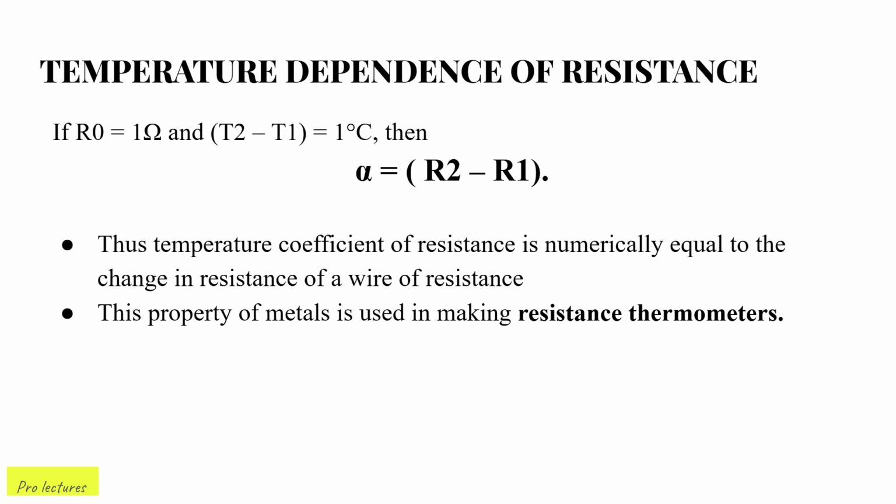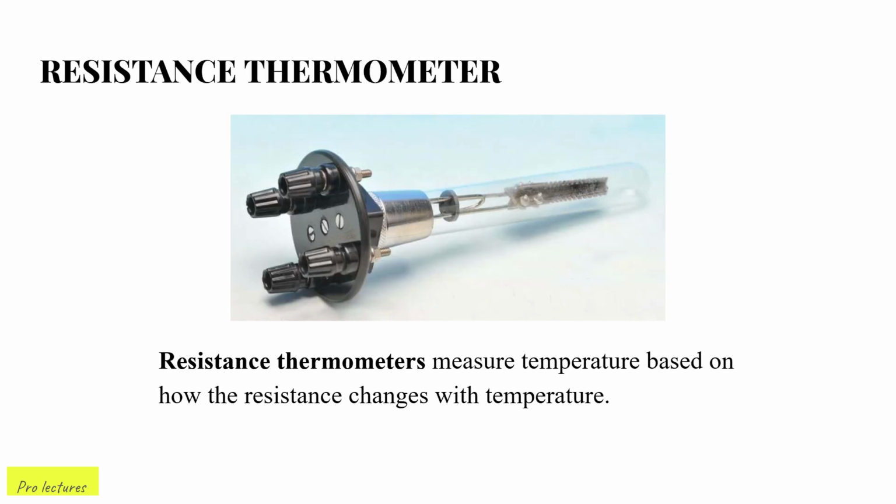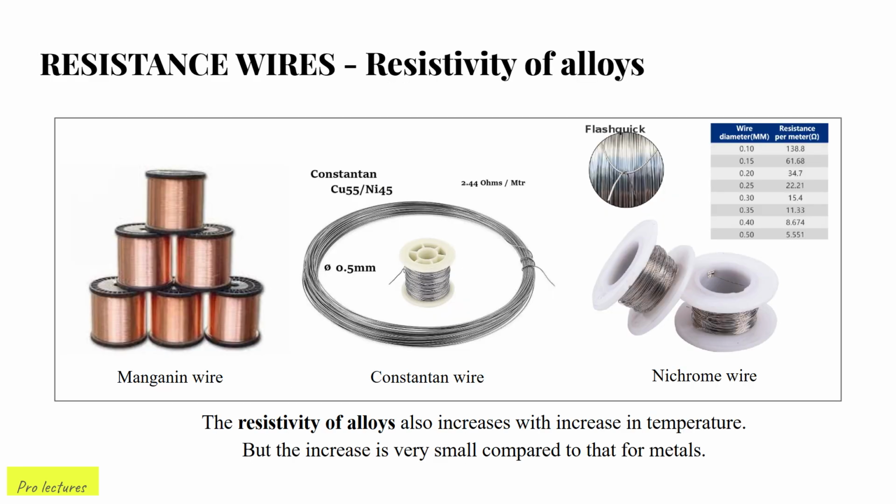This property is actually used in making resistance thermometers, which measure temperature based on how the resistance changes with temperature. Now, when it comes to alloys like manganese, constantan, and nichrome, their resistance also increases with temperature, but the increase is much smaller compared to metals. This is why these alloys are used for high precision resistor wire. They maintain a more stable resistance even with temperature changes, making them ideal for standard resistances.